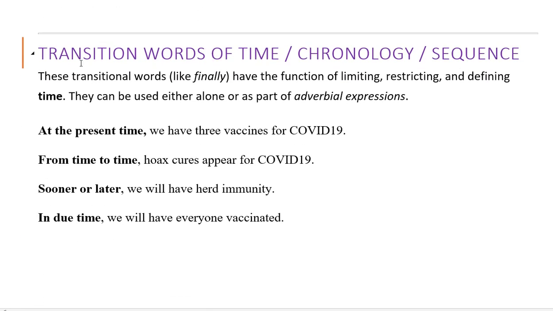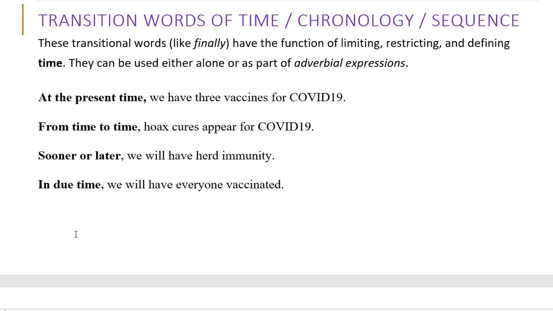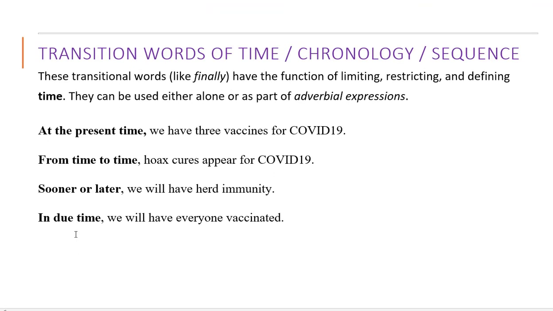Transition words of time, chronology, and sequence. So here, instead of saying, now we have 3 vaccines, you don't want to keep saying "now" all the time. And so here are different ways of saying now: at the present time, from time to time, sooner or later, in due time. And also these are different ways of saying eventually.